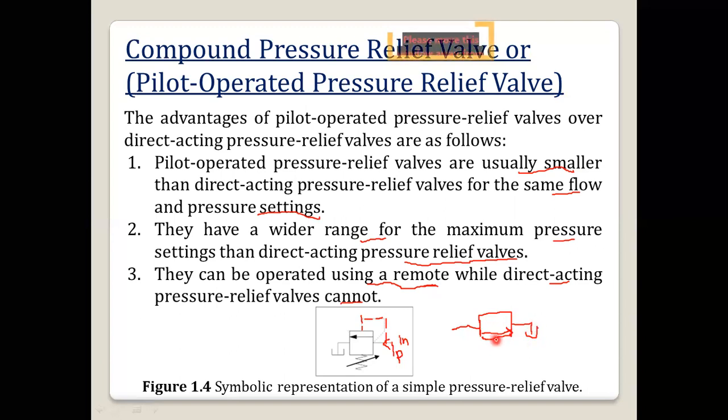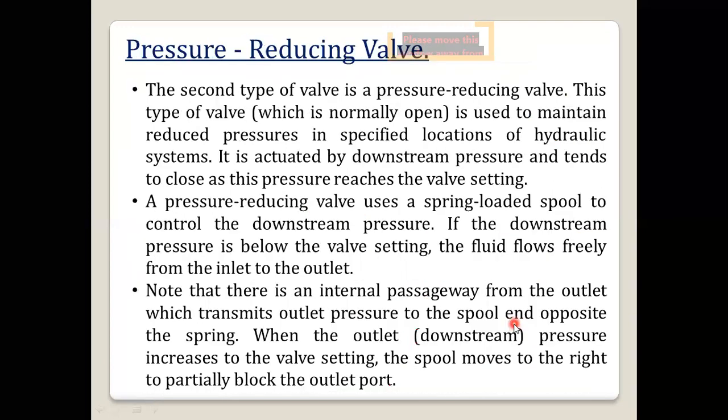So how is it controlled by the pilot line? I will use the dashed lines. The dashed line will be at the inlet. Then I have to show the spring and arrow. So this is the symbol of the pressure relief valve. Next we will discuss the pressure reducing valve.